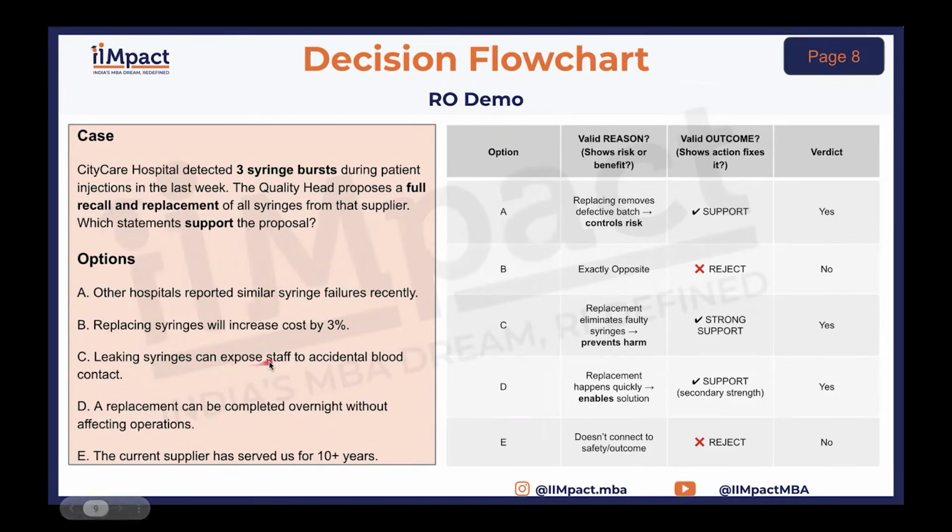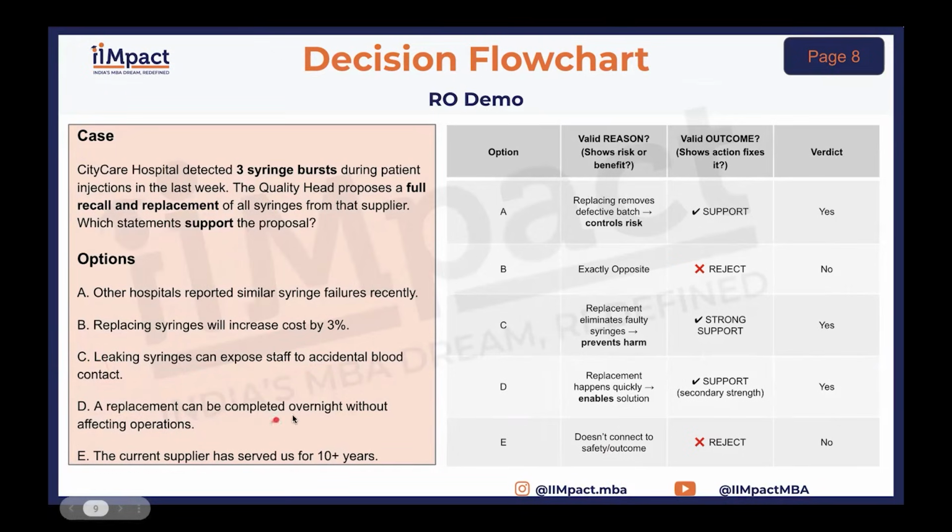Leaking syringes can expose staff to accidental blood contact. Is this a valid reason to replace the syringes? Yes, it is. So it is a valid reason. And if you replace and you get good quality syringes, will this no longer be an issue? Yes. So your outcome, the safety issue, will be resolved.